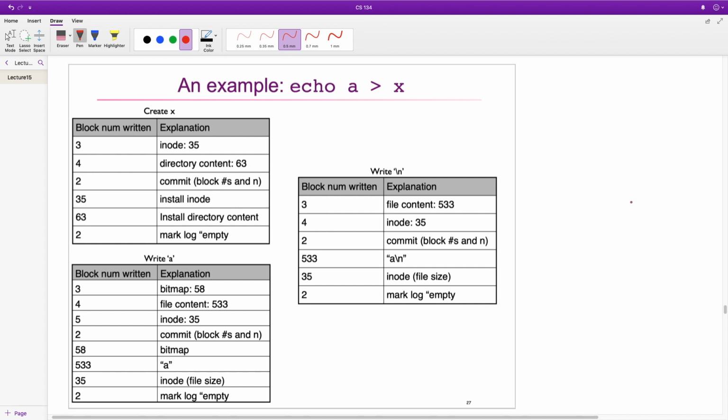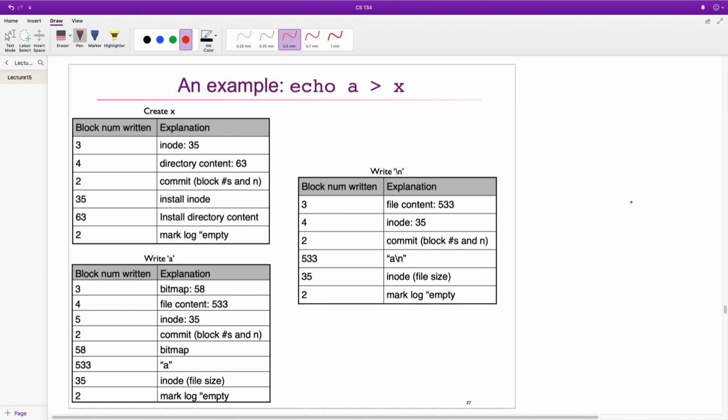So we've got our directory content for X, right, our directory entry. Okay, so we're going to look at what's actually written to disk, right? It was in memory, and we had our inode and our directory content. We don't have any data blocks because it's a zero-size file so far. So we write the inode, write the directory content, and then write the log header. At the point we've written the log header, we are committed.